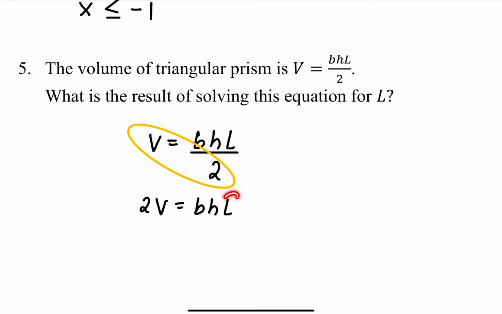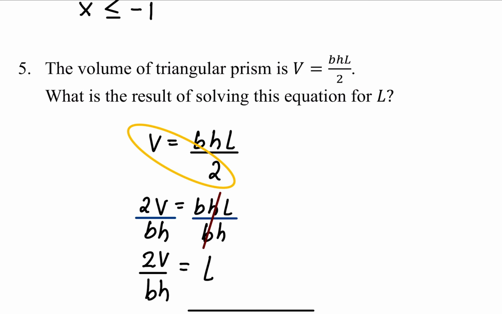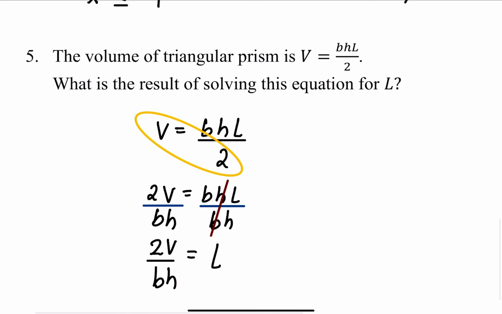Since we are solving for L, in order to eliminate B times H, we have to divide both sides by B times H so that we can cancel it. So we can cancel B times H. After canceling it, we will have L is equal to 2V over B times H. So this is our final answer.